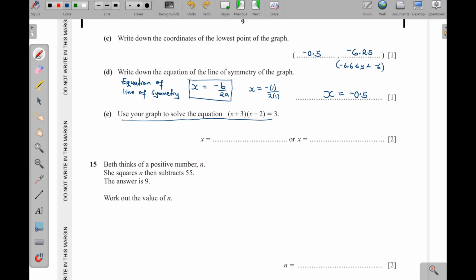Then use your graph to solve this equation here. This is our y. So I will replace it with y, which is equal to what? 3. Then I will go to my graph and draw this line. Y is equal to what? 3. So draw a line y equal to 3. Then where it intersects with the curve becomes the solution. The solution. Okay, so that is what we are supposed to do.